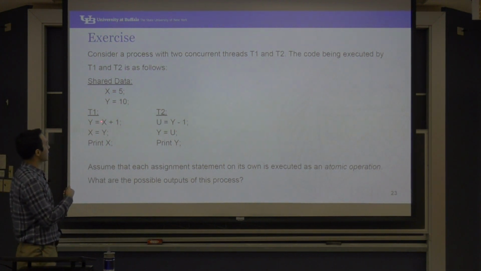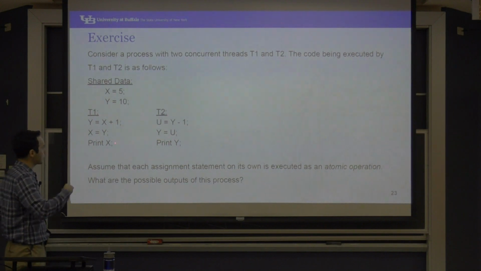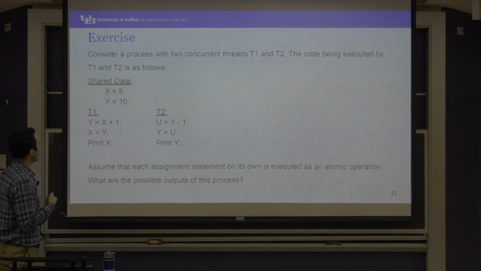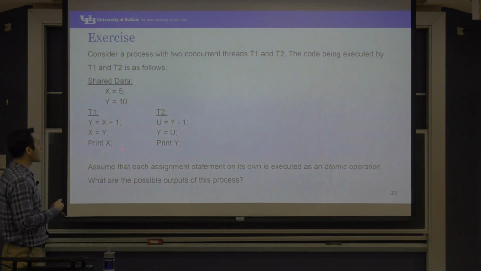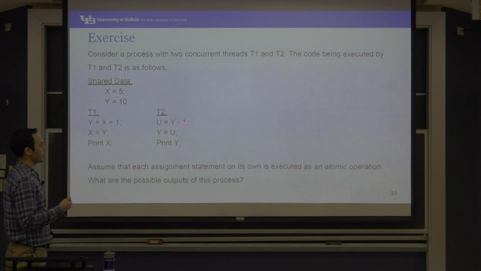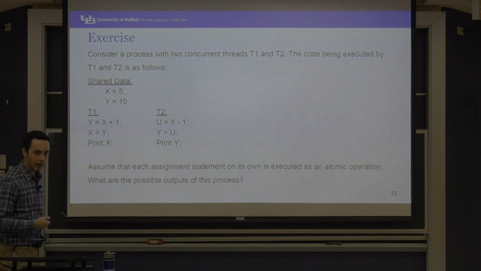X is 5, y is 10. Let's say this one runs completely and then this one. So y would be x plus 1, so 6. X is also 6, so we print x, which is 6. And then this one comes. Now at this point, y is 6. So y minus 1 is 5, x is 5, y is 5, print 5. So that will be 6 and then 5.